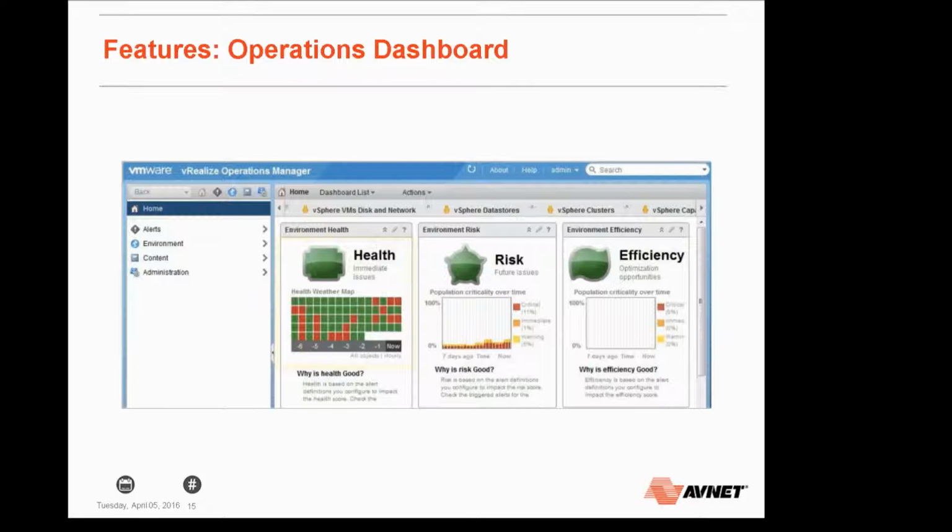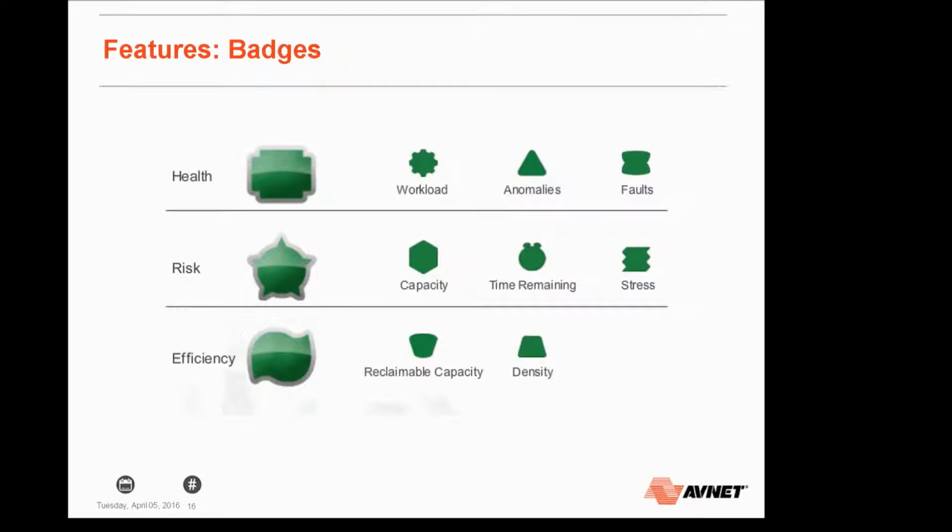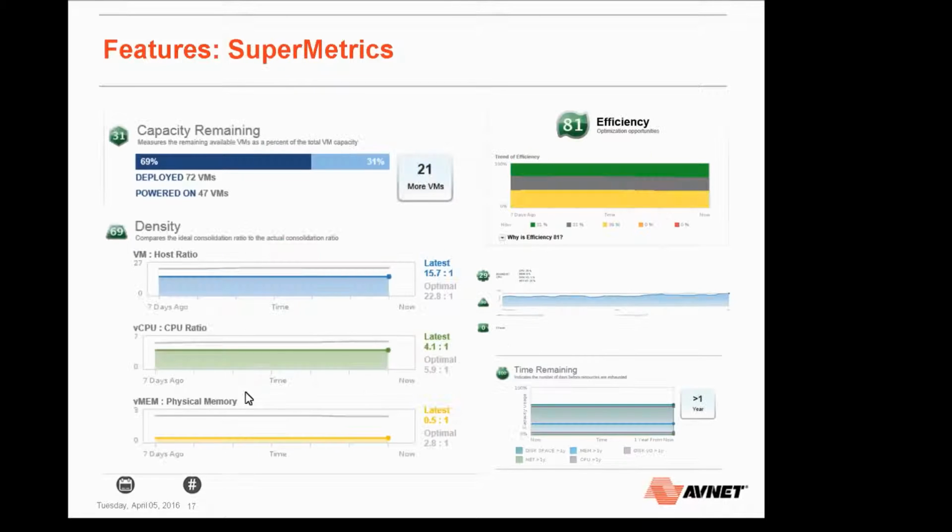Troubleshooting: provision of health, risk and efficiency metrics to enable you to detect and resolve performance, capacity and optimization issues before they become a problem for the organization. A lot of the information that it displays is in the form of badges. So it shows you health, risk and efficiency, and then sub areas within those categories around workload, anomalies, faults, capacity, time remaining, stress of your current environment, reclaimable capacity and density. And these are the sorts of super metrics that the system shows you.